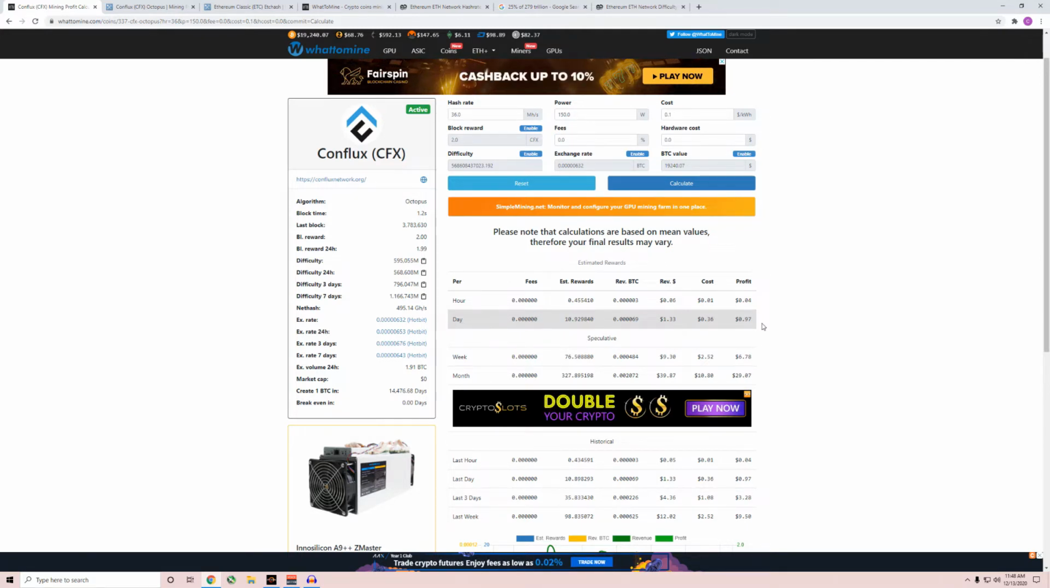Now, is this profitable? Right now it is. Is this as profitable as ETH was? No, it's not. Keep in mind, we're only getting 2 block reward now, and we're back up to 97 cents from when we were at 29 cents when it dropped off.